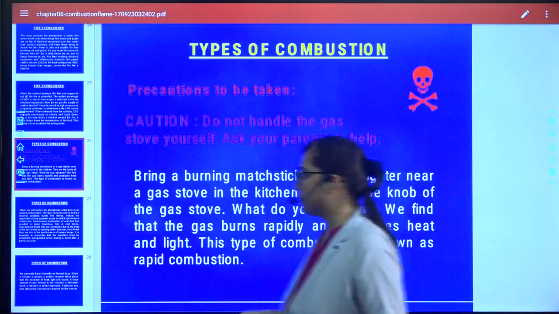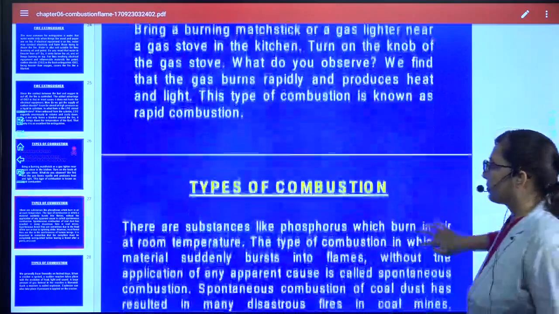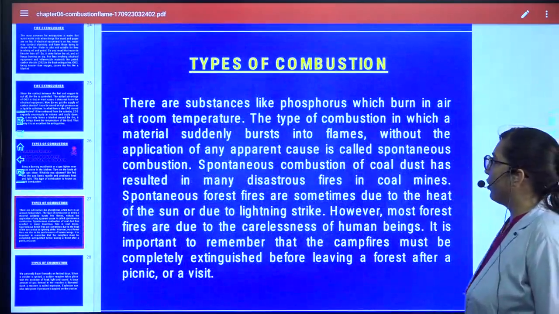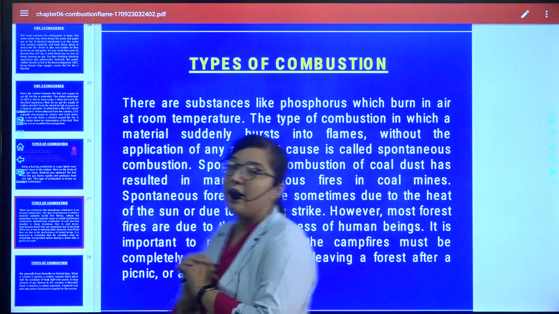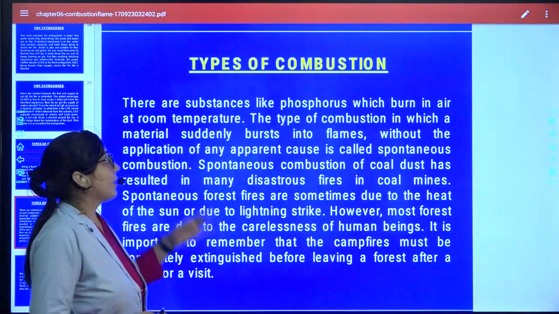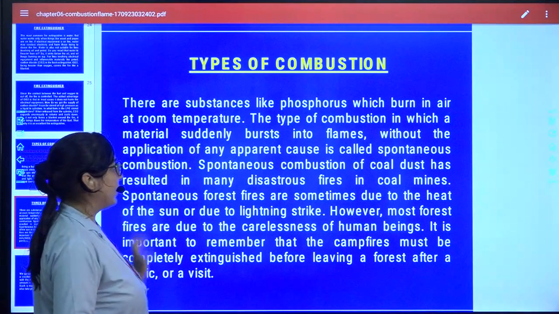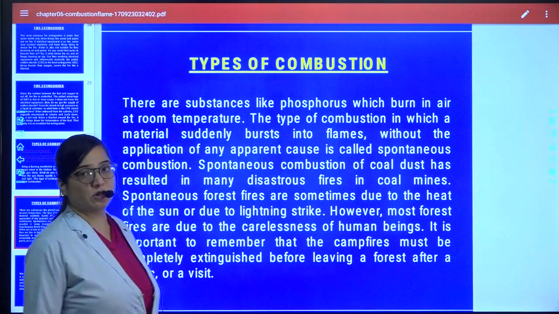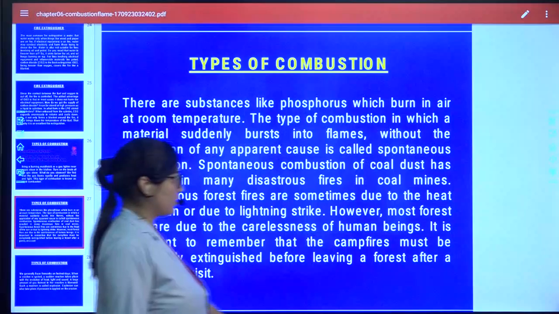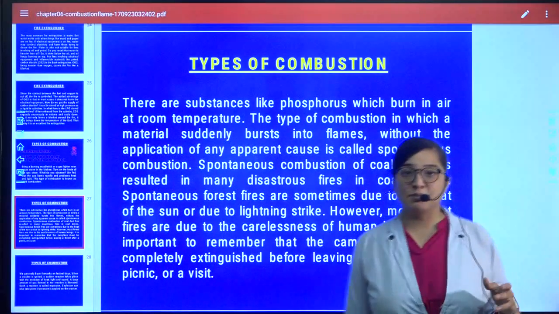Coming to some of the other types of combustion. Substances like phosphorus catch fire even at room temperature. This type of combustion, in which a material suddenly bursts into flame without any apparent cause, is called spontaneous combustion. Many times it happens.